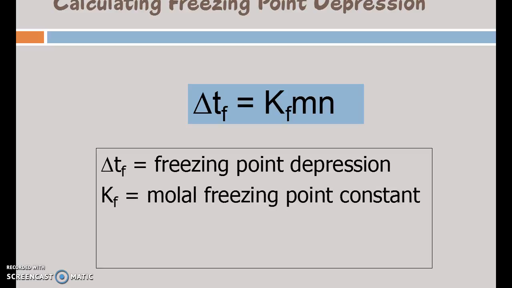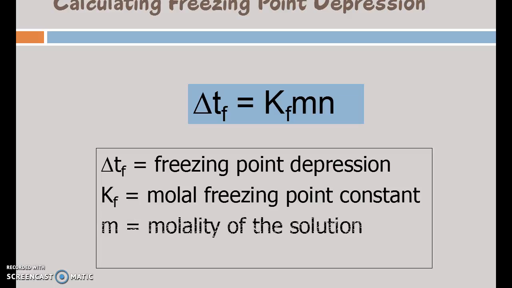Okay, so I just went over those variables with you. Delta Tf is the freezing point depression. Kf is our constant, which in general will be negative 1.86 degrees Celsius per molal. And then m stands for the molality, and n stands for the number of particles that are making up that solute.